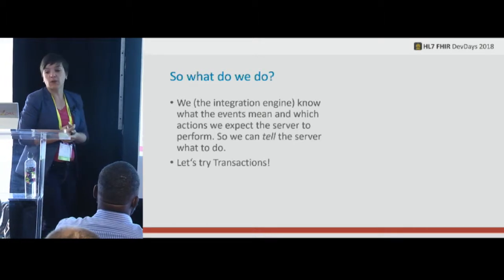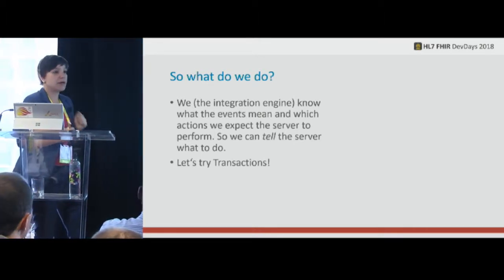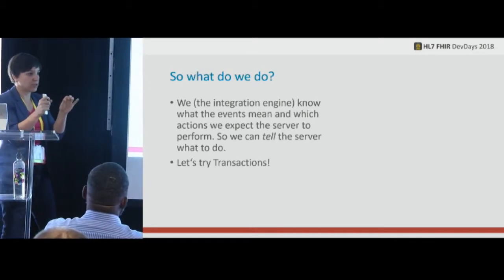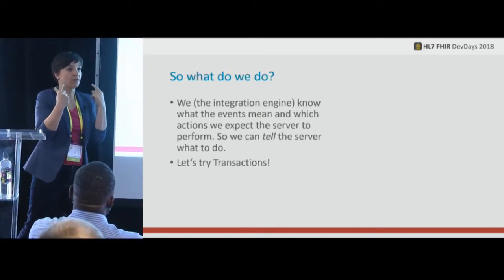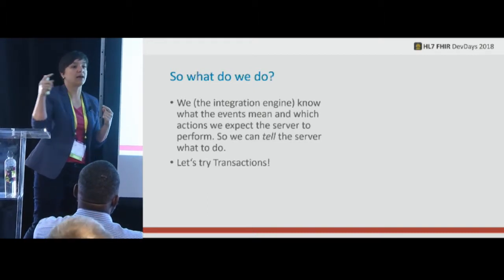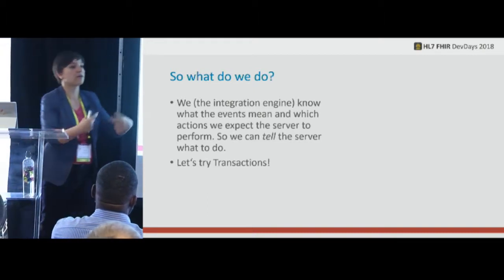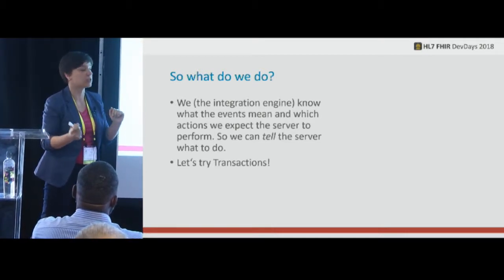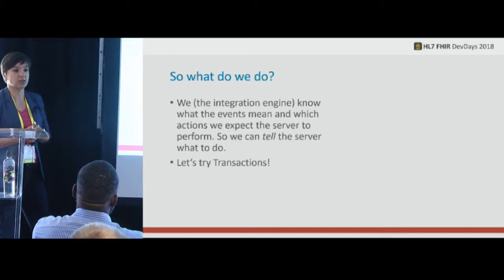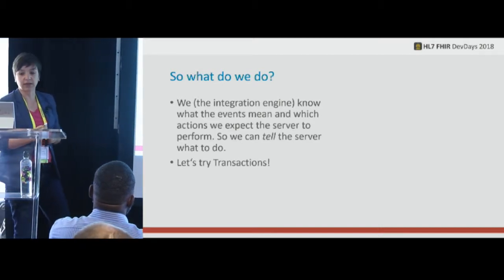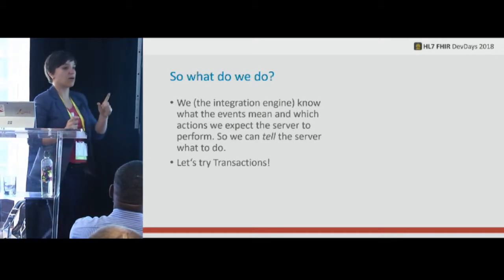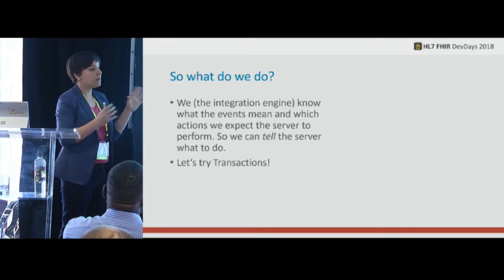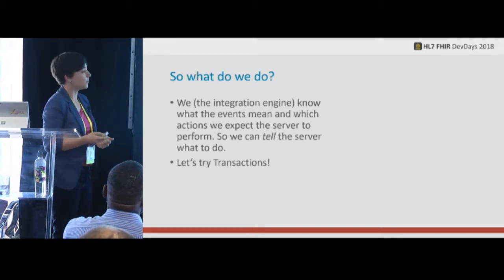So the solution that we found was to use the integration engine as the brain in this interaction, because when we configure the integration engine to do the mapping, we know what this event means. We know that an ADT-A01 means that we need to add a new patient encounter and maybe update the patient demographics just in case something has changed, and that we want to add the new allergy intolerances that this message contains. So we can basically tell the server how to process the data that we grab from this V2 message and make this information a part of the bundle.